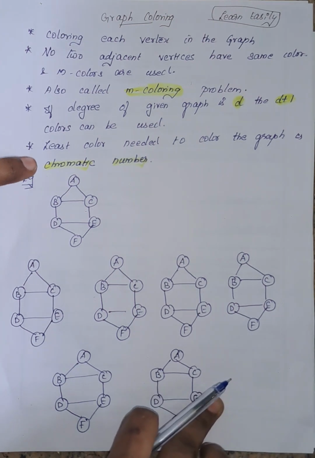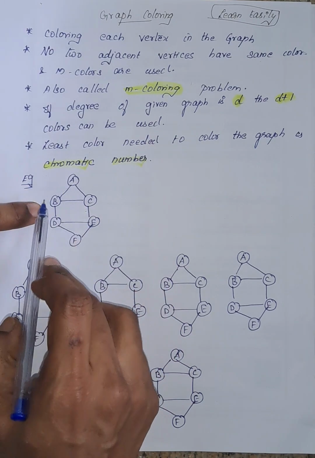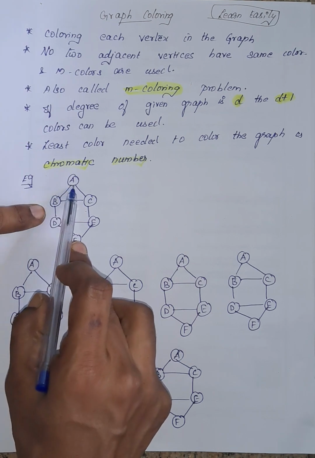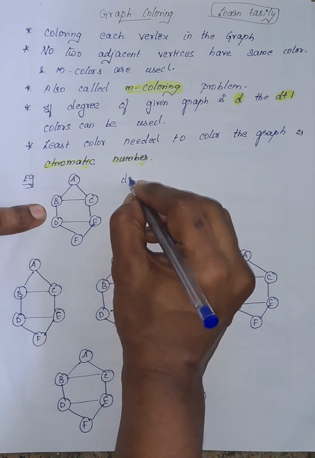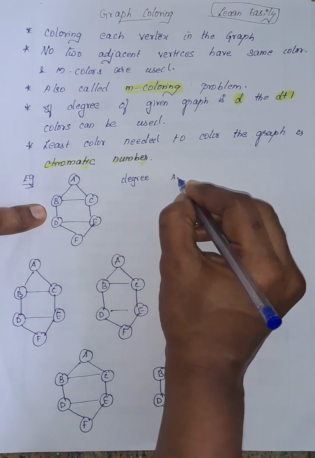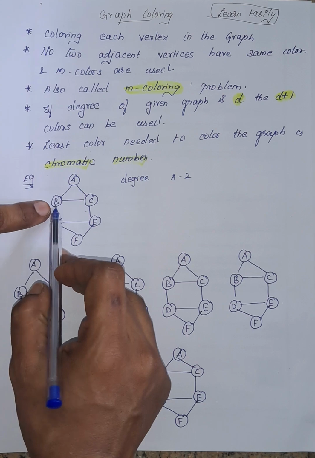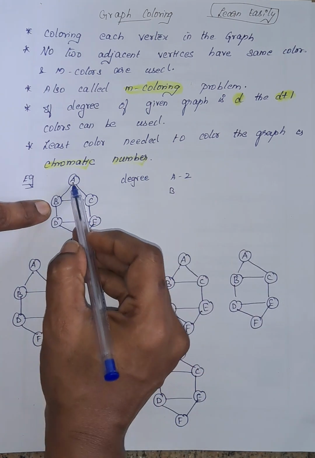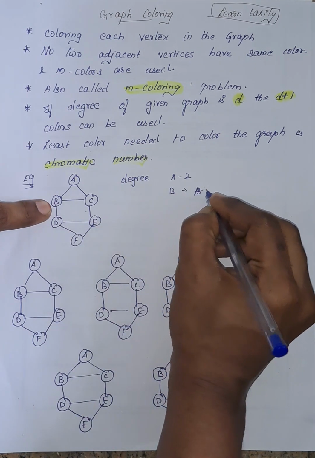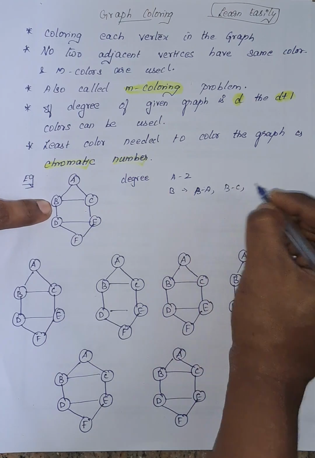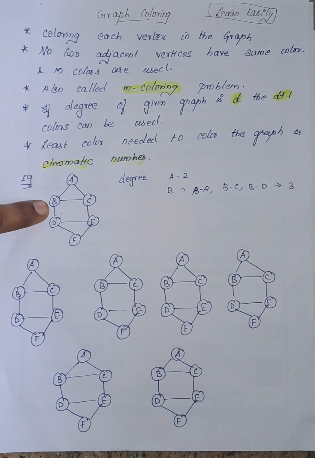For example, if A is a vertex, the degree can be noted: A is connected with B and A is connected with C. So the degree of A is 2. On the same condition, if we are checking the degree of B, it is connected from B to A, then B to C, and also B to D. So its degree is calculated as 3.